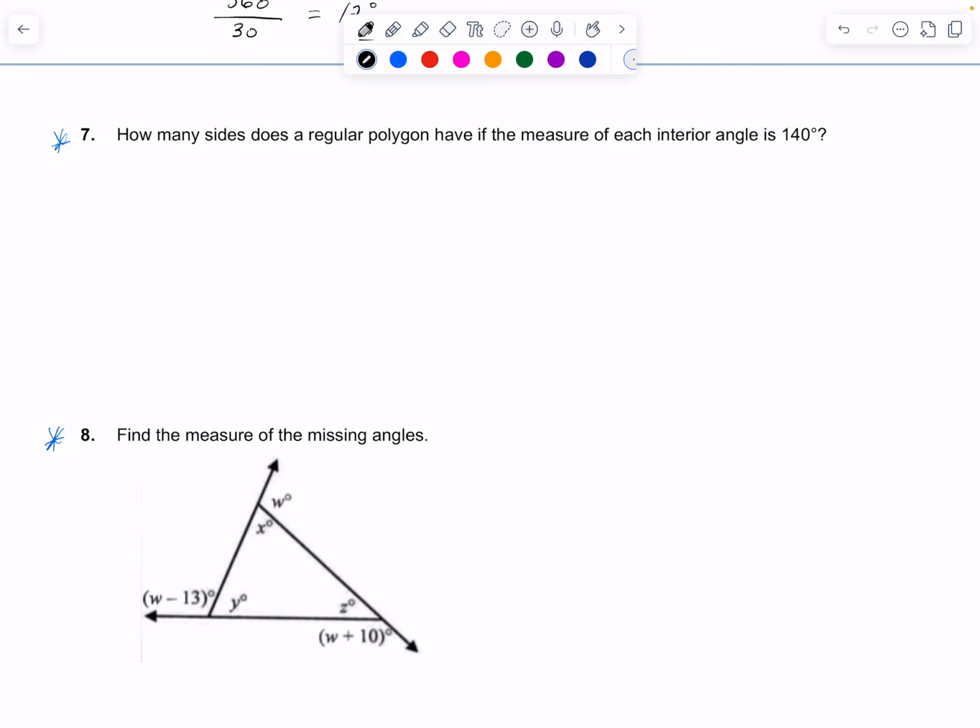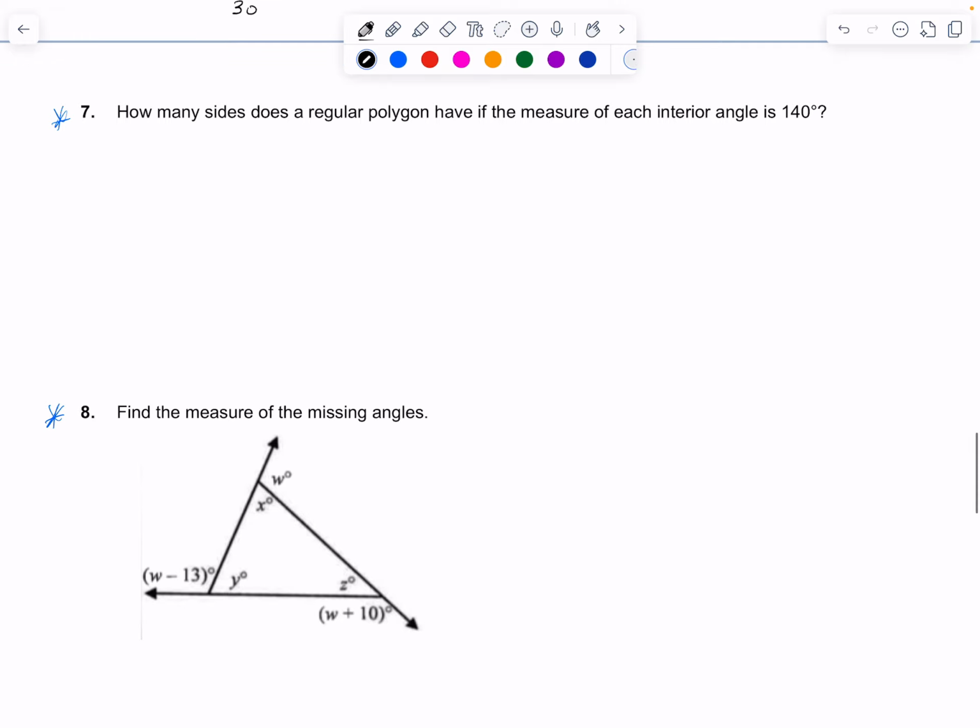Okay, so number 7. How many sides does a regular polygon have if the measure of each interior angle, keyword there, interior, is 140 degrees? So I'm going to use that formula, n minus 2 times 180. That's the sum of the interior angles. I don't know what that is, but I do know each interior angle, so if I divide this by n, the number of sides, I would get 140 degrees. Because this up here in the numerator is the sum of the interior angles. If you divide that by the number of sides, that should give you the measure of each interior angle.